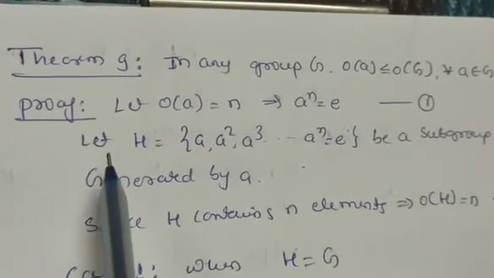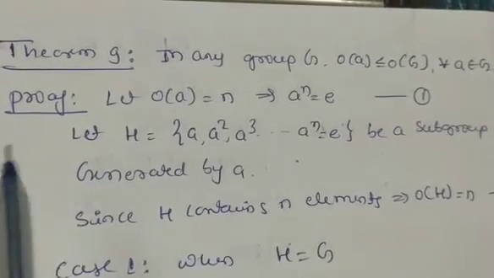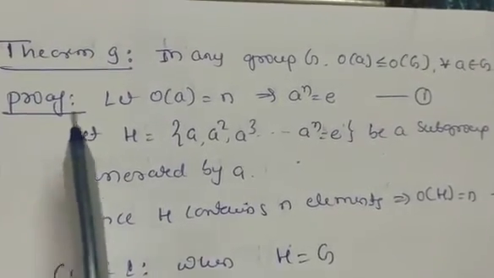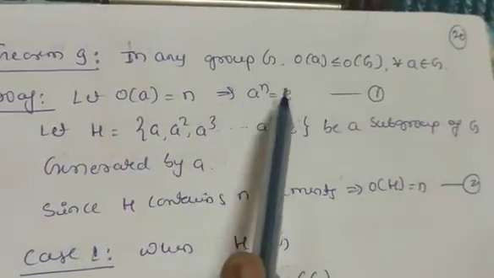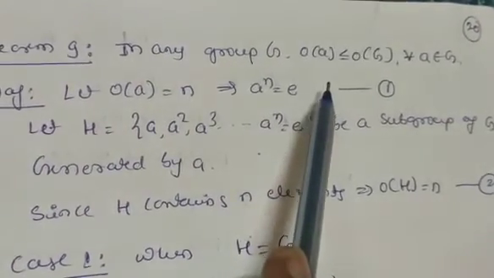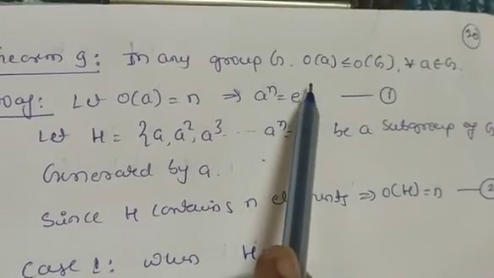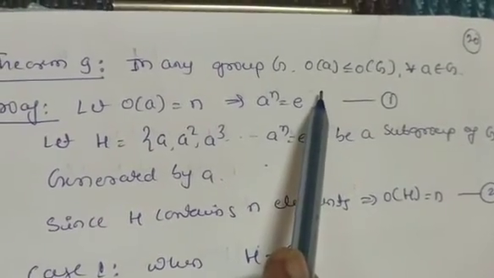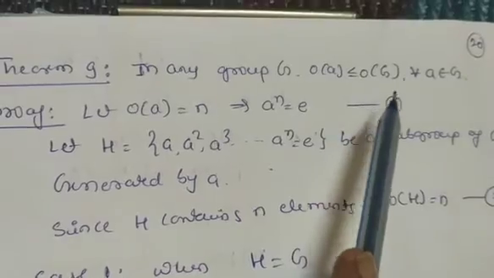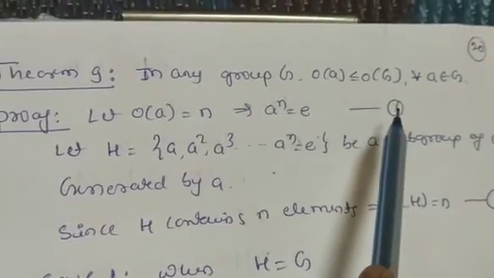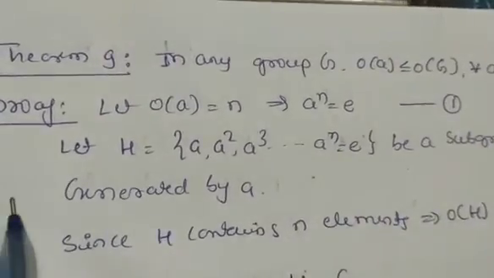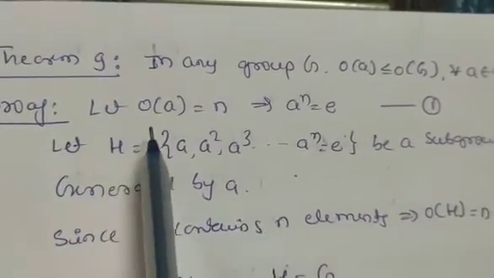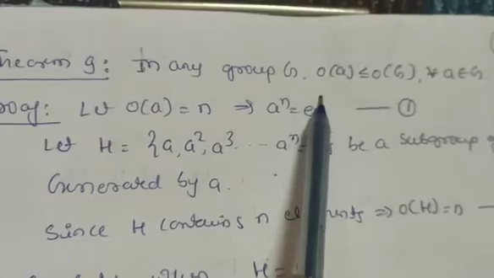Let us take one last theorem in these properties of the order of an element. That is, take the statement: in any group G, order of A is less than or equal to order of G. So the order of an element is always less than or equal to the order of the group. Order of a group means the number of elements in that group. This holds for all A belonging to G. Take the proof. Let us take order of A is equal to n.